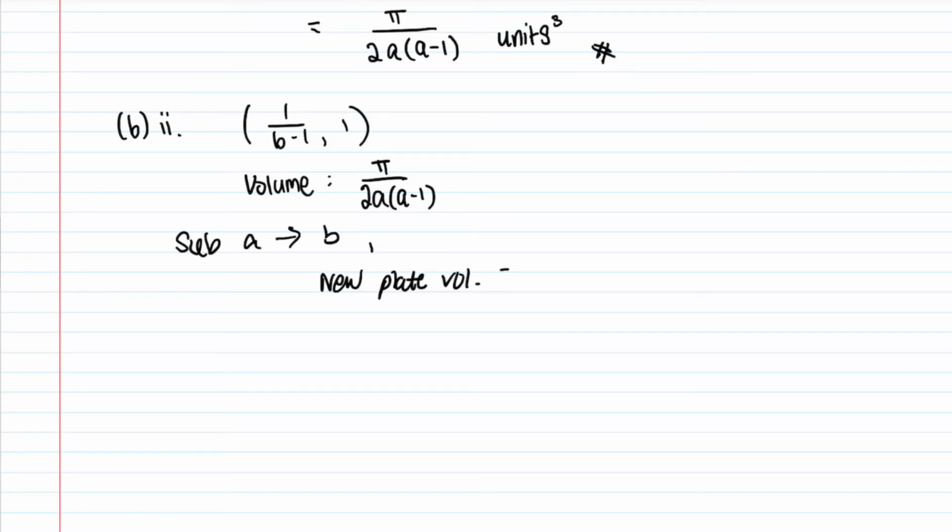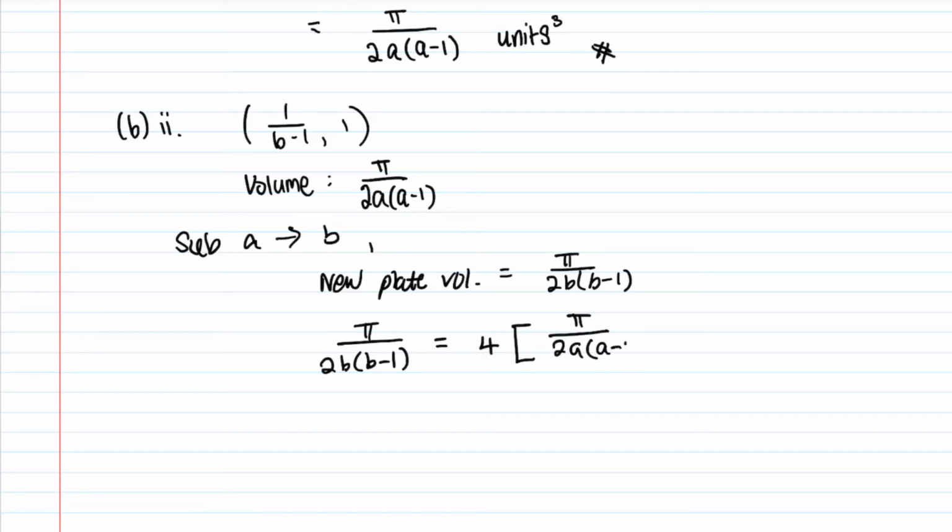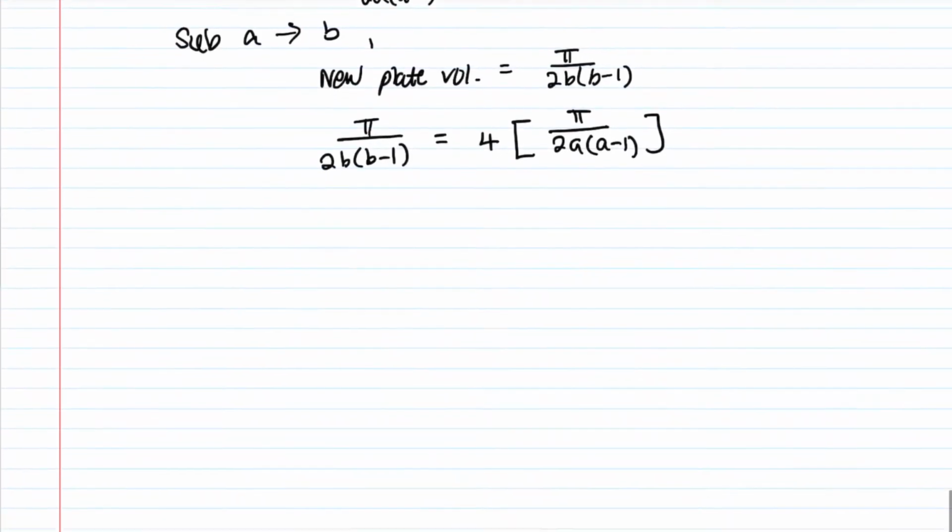New plate volume is equivalent to pi over 2b times b minus 1. From the question, they gave us that pi over 2b times b minus 1 is 4 times that of the original plate with a. So this will be 4 times pi over 2a times a minus 1. From this, we're going to try and make b the subject.